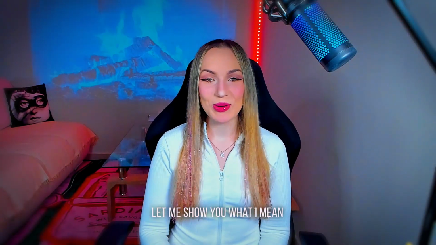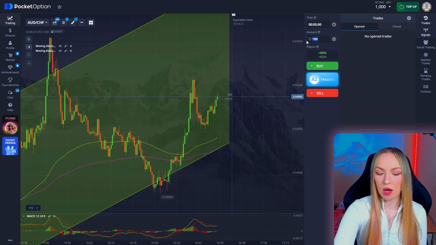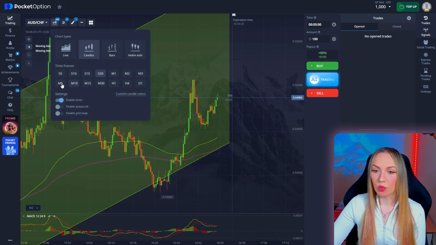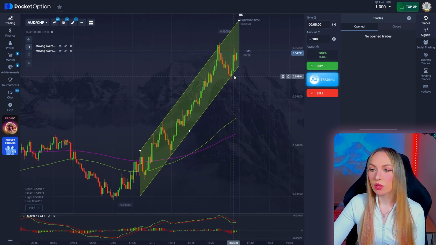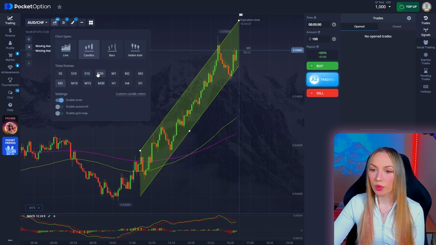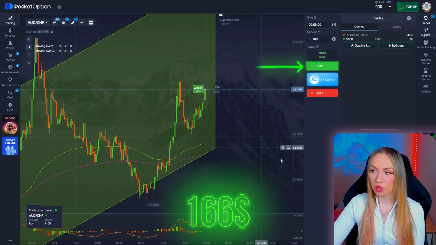Alright, let me show you what I mean. USD/CHF right now is forming the signal to open the trade in the upward direction. Our price is moving in the upward parallel channel. I drew it here on the 5 minutes time frame, and right now it moves from support to resistance. So I want to open the trade right now for 5 minutes in the upward direction with $100.